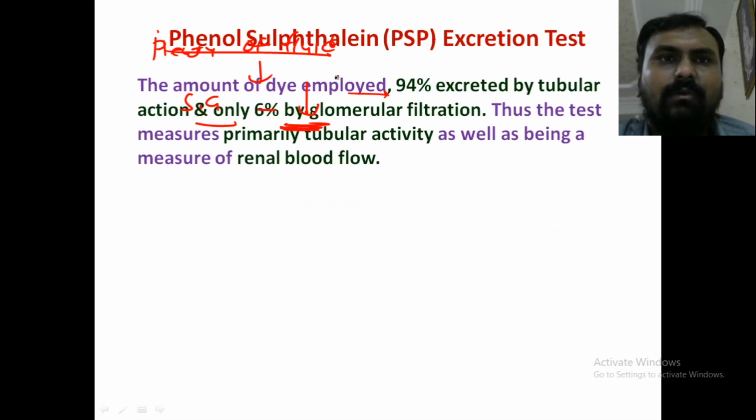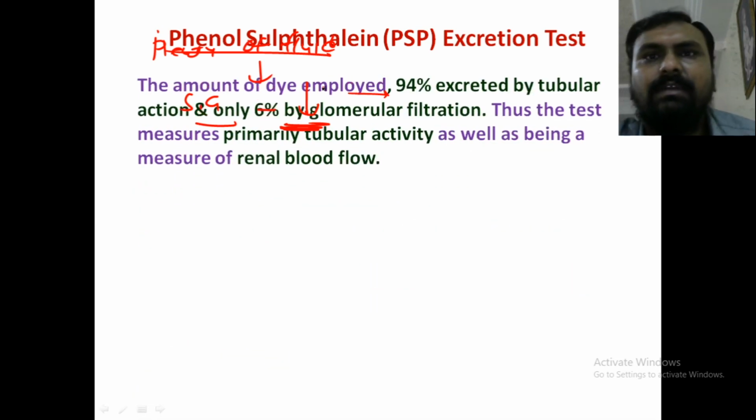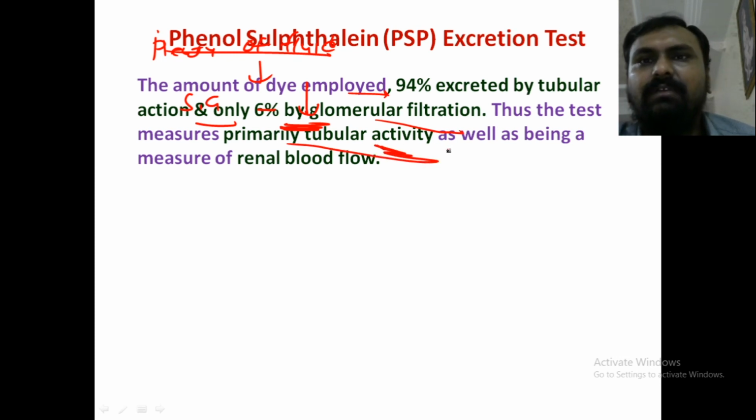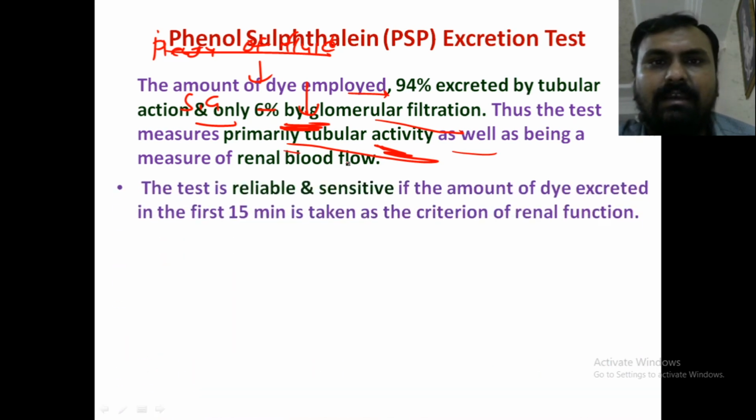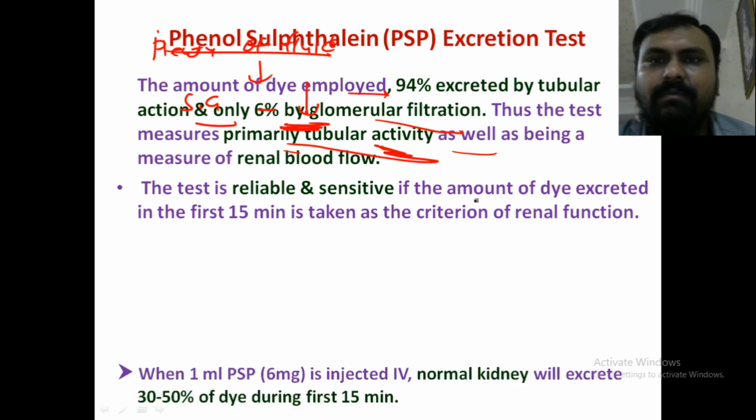Now that is also called the phenolsulfonphthalein excretion test. Of the amount of dye employed, 94% is excreted by tubular action and only 6% by glomerular filtration. Thus, the test primarily measures tubular activity as well as being a measure of renal blood flow. The test is reliable and sensitive if the amount of dye excreted in the first 15 minutes is taken as a criterion for renal function.